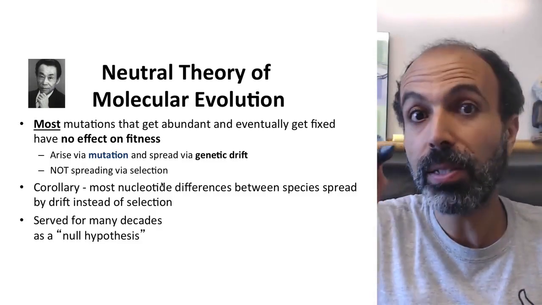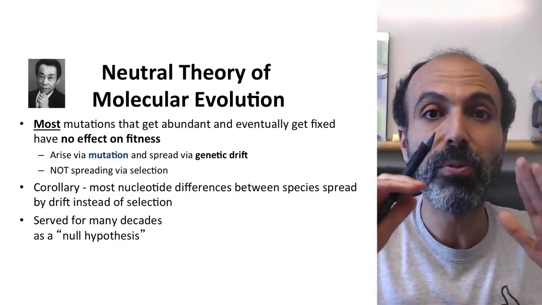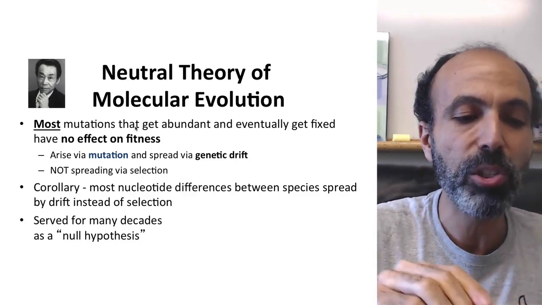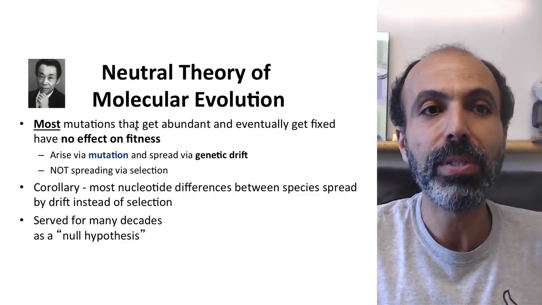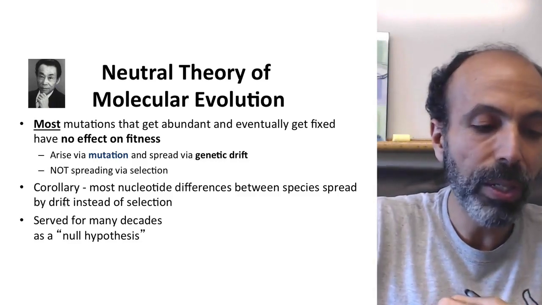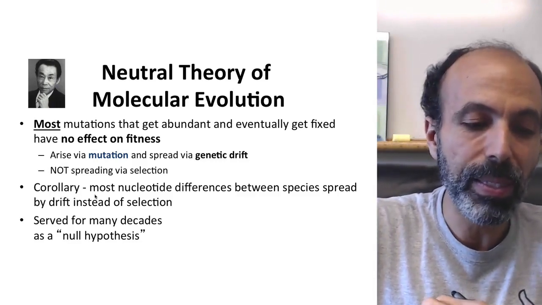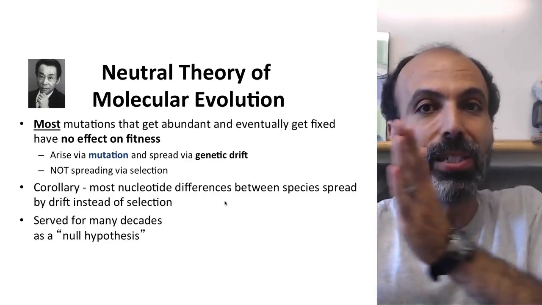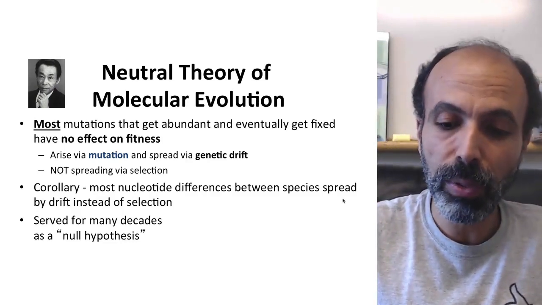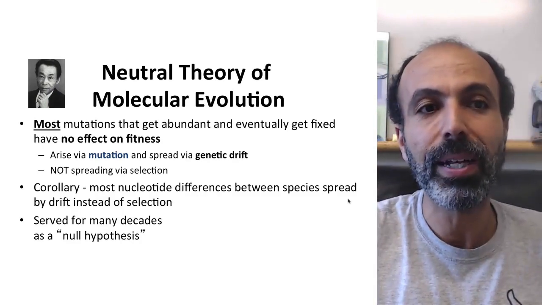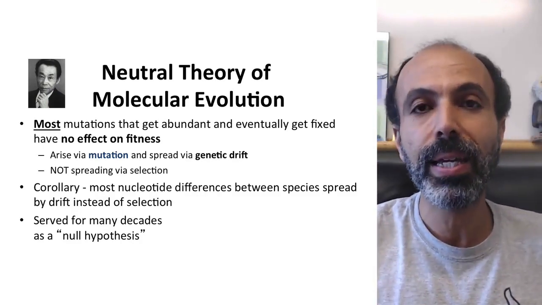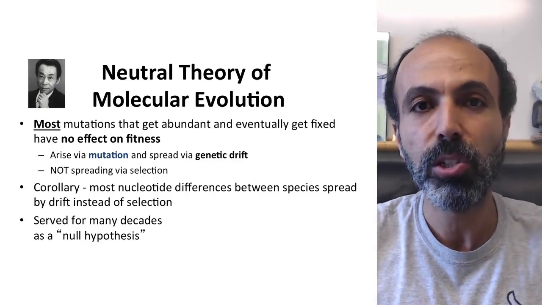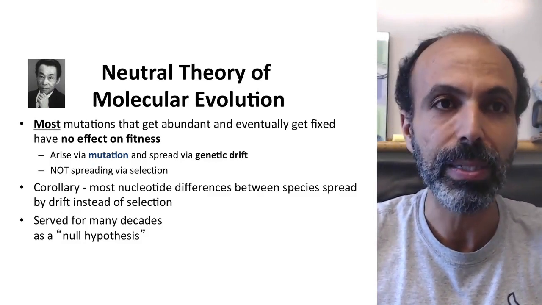Now, he doesn't argue against bad mutations. He is perfectly comfortable with the idea that some mutations are bad and immediately get eliminated, but that most of the variation that you see tends to not have any particular effect on fitness. There's a corollary from this: if this is what's happening within species, then we expect most of the nucleotide differences between species, the ones that differentiate species 1 from species 2, presumably also spread by drift rather than spreading by selection. Now this, for many decades, has served as a null hypothesis, what we're essentially testing when we're looking at genome sequences or individual gene sequences.